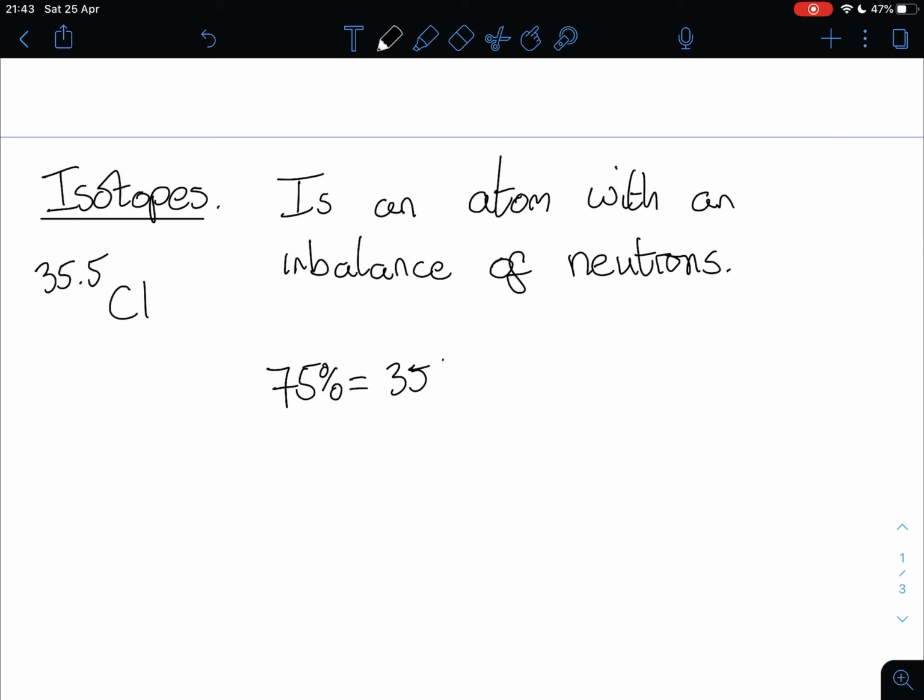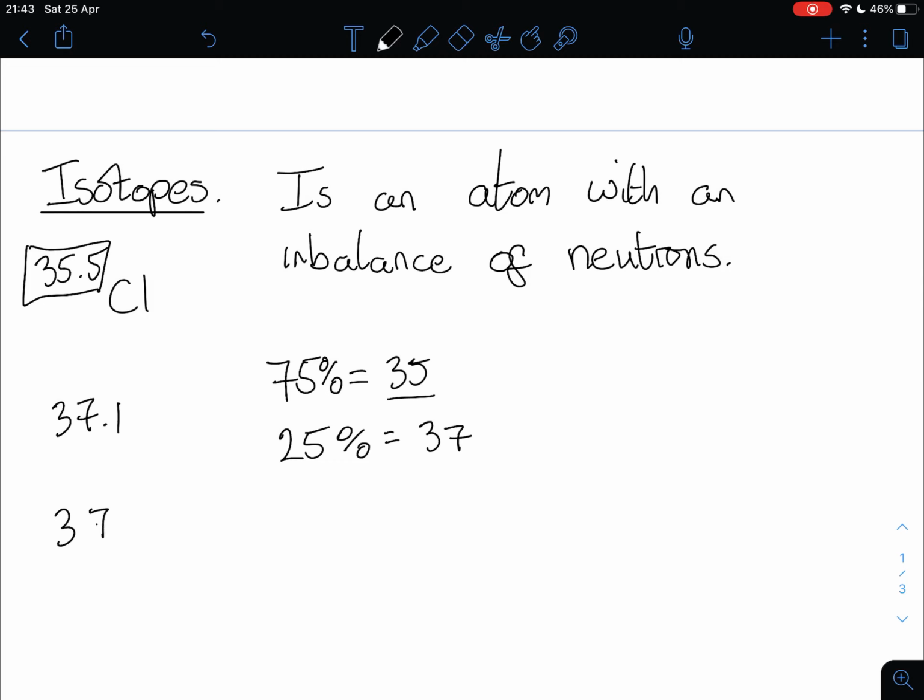of all chlorines are a relative atomic mass of 35, but 25%, 1 in 4, are a relative atomic mass of 37. And so in that box, when they're showing the relative atomic mass in a periodic table, what they're actually showing you is the percentage distribution of that mass. So if it was, I don't know, 37.1, it means probably there's loads of 37s, probably 90%, and then maybe 10% is 38. And so they take the weighted average of those.